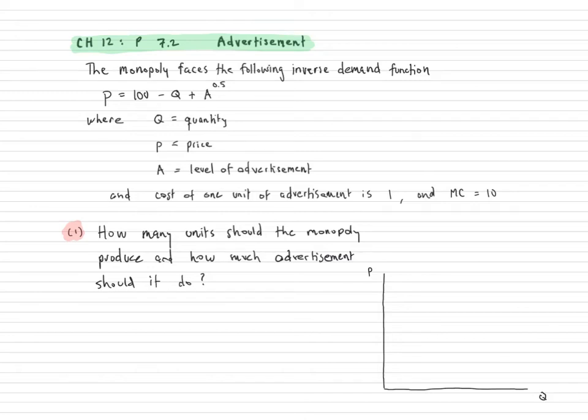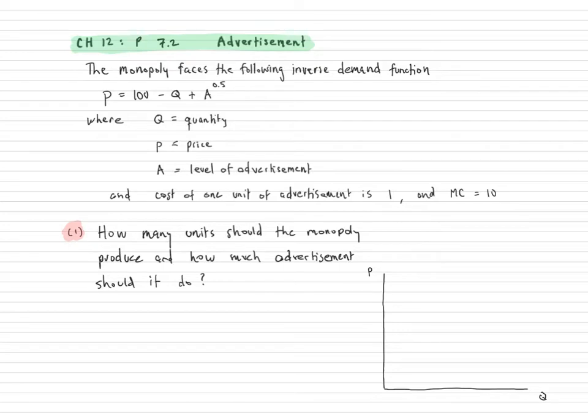Hello, in this video I wanted to talk about problem 7.2 from chapter 12, and this problem deals with advertisement. Whenever we think about advertisement, the key thing is trying to figure out what the marginal benefit of advertisement is versus the marginal cost. That is, can you increase your profit by more by advertising than it costs you to advertise?